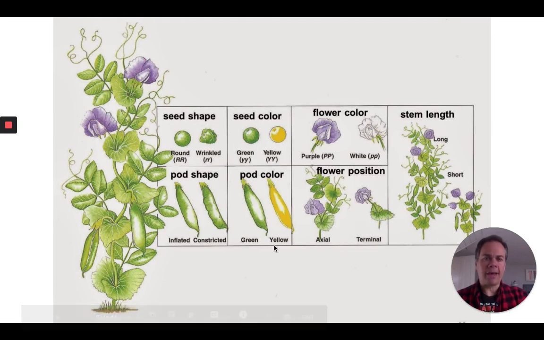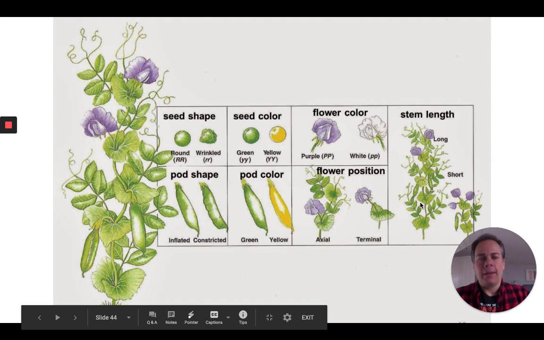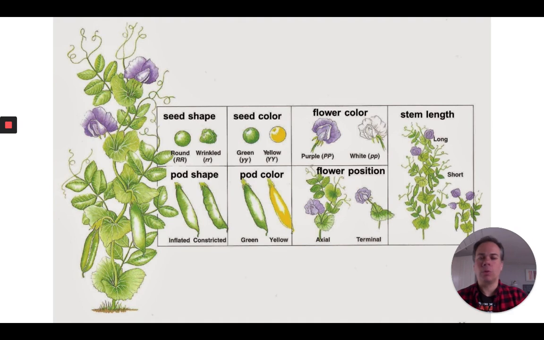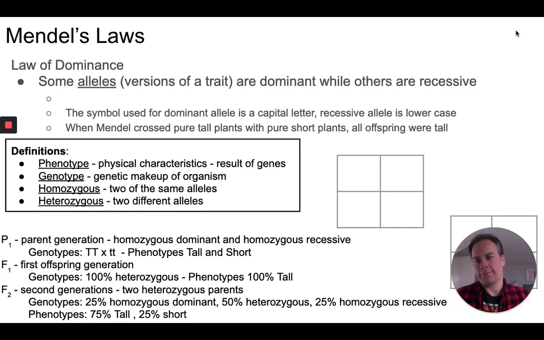So these were all factors that Mendel looked at, and they were all very clear: the flowers were either purple or white. The seeds were yellow or green, wrinkled or round. All of these traits basically just came in two different versions, so they were a good model for Mendel to look at.